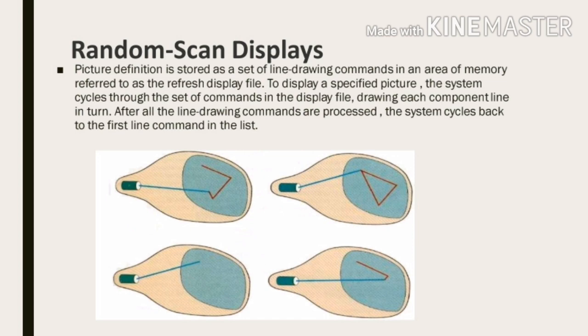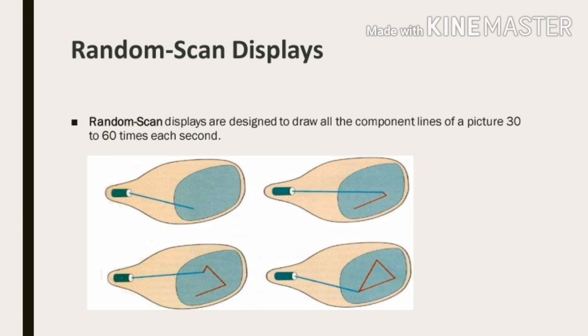So picture definition is stored as a set of line drawing commands in an area of a memory referred to as refresh display file. To display a specified picture, the system cycles through the set of commands in the display file, drawing each component line in turn. After all the line drawing commands are processed, the system cycles back to the first line command in the list, so that image can be redrawn. Here we are having a set of commands and all those commands will be executed. Executing these commands means we are drawing the respective diagrams accordingly.